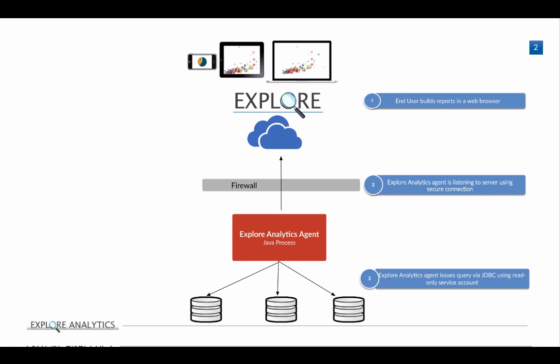That's a Java process that you can install on some machine within your network that can connect directly to that database. So that agent is going to be listening outbound always to Explore Analytics, and once it sees the report is there, it's going to run that query and then send back that data to Explore Analytics. So what this allows is a very seamless way of connecting to Microsoft SQL without opening any ports, opening any firewalls, and you're going to see that this is a quite easy process. So let's get into it.